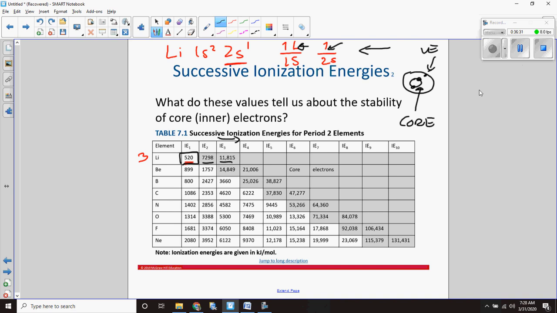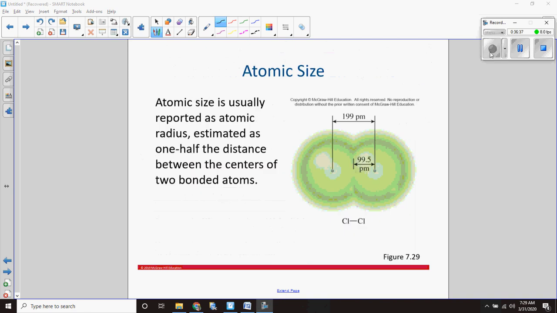So we can see it costs more and more energy to remove electrons closer to the nucleus, because electrons closer to the nucleus are more strongly held. Okay, so the very last trend we have to talk about is atomic size. This is also often known as atomic radius. It's defined as taking two atoms, and half the distance between the centers is the radius of the atoms.